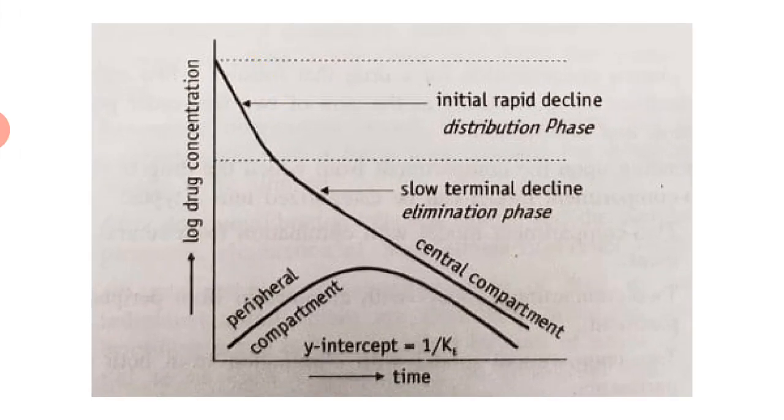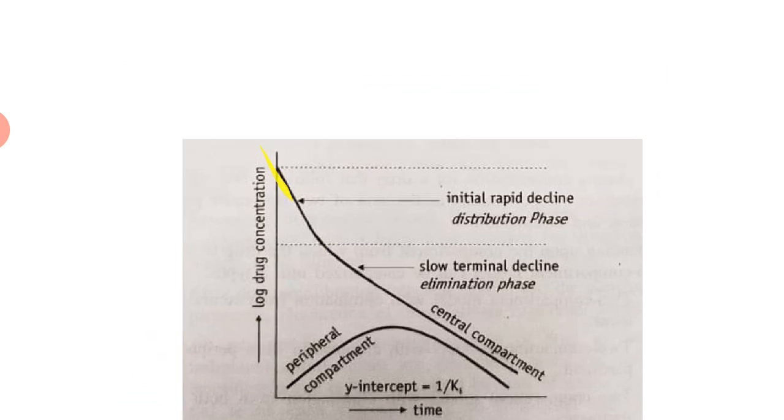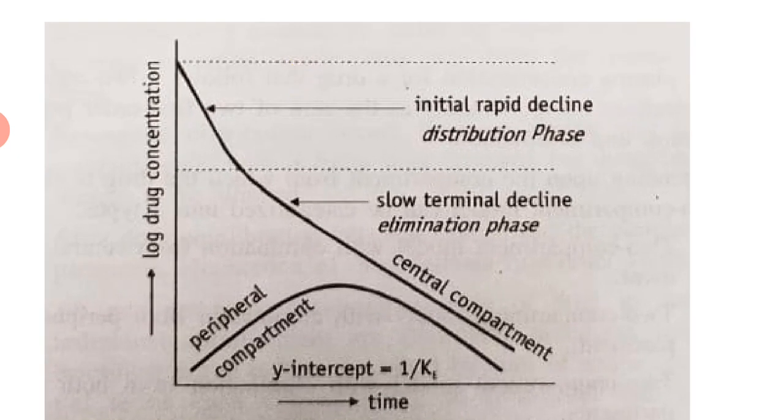Now let us see the graphical representation. So here you can see a graphical representation. You can see this is a plot of log drug concentration against time. Plasma drug concentration against time. So you just look into this graph, where the plasma concentration is decreasing. It is not a straight line, right? It is not a straight line.